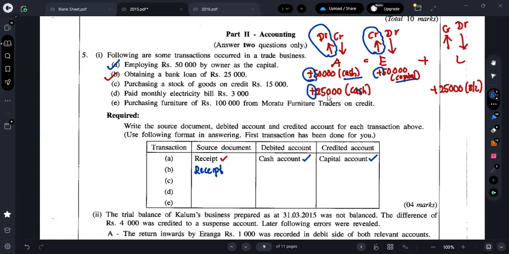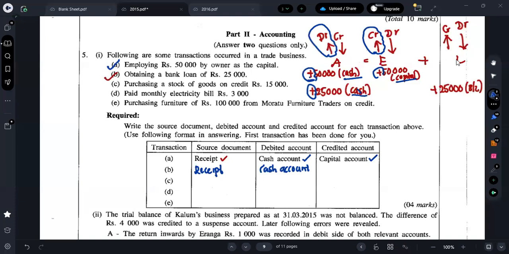Asset is increasing by 25,000, which means what account should be debited? Our cash account should be debited. So here I can put cash account. Next one is the credited account. What account should be credited?